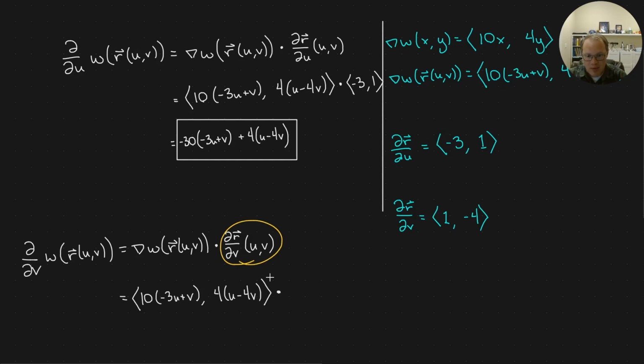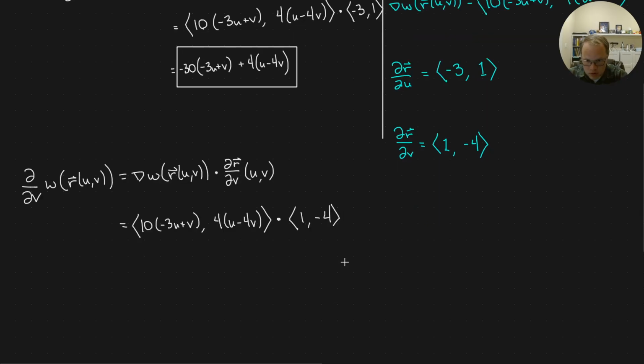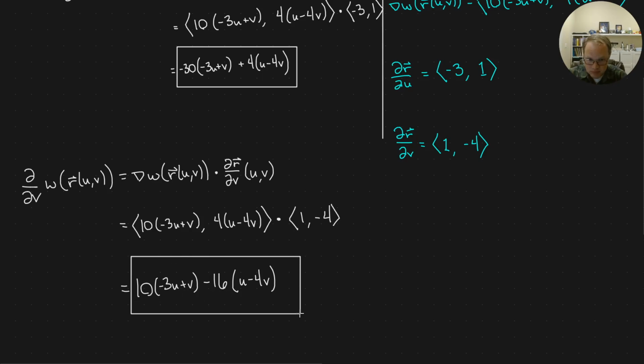I'm going to take the dot product of that with the partial derivative of r with respect to v, which is just 1, -4. So if I multiply corresponding components and add them together, 10 - 3u + v times 1 is 10 - 3u + v. And then 4u - 4v times -4 is going to be -16u - 4v. Again, we could simplify by distributing and combining like terms. You can do that if you wish. I'm going to leave it there. We've done the most important part.